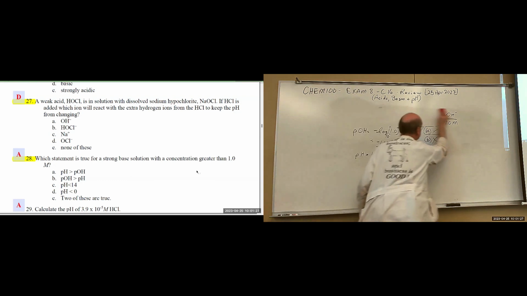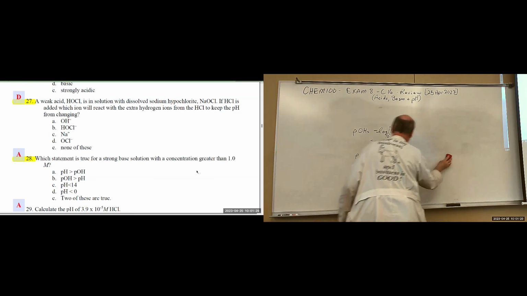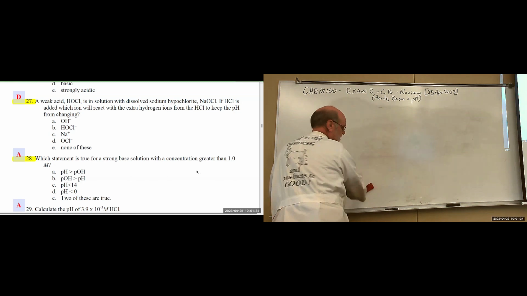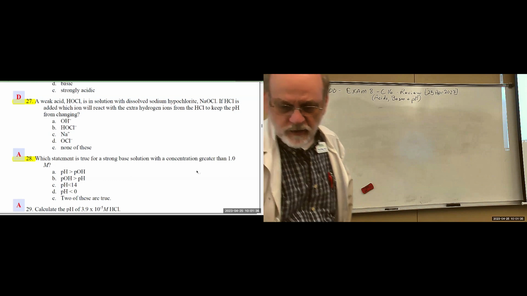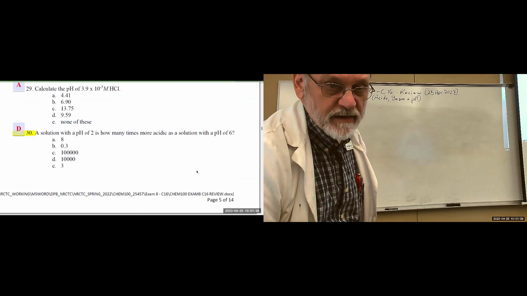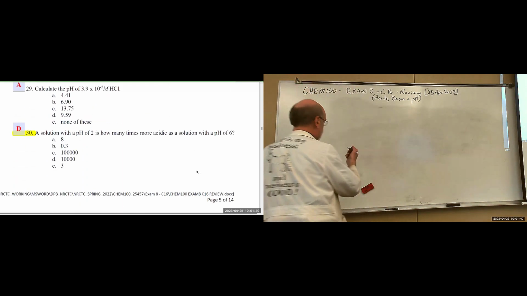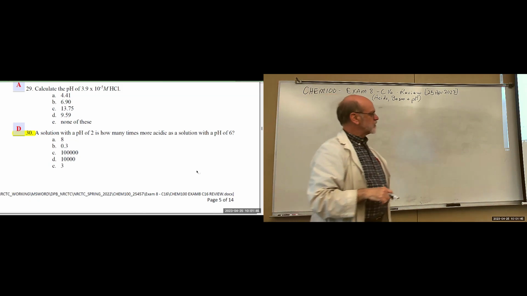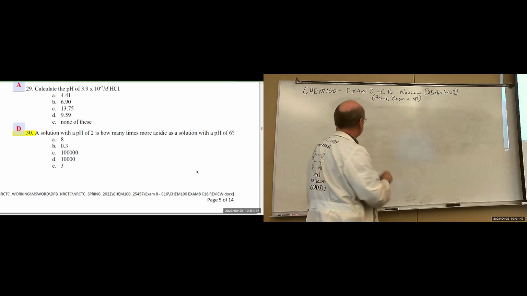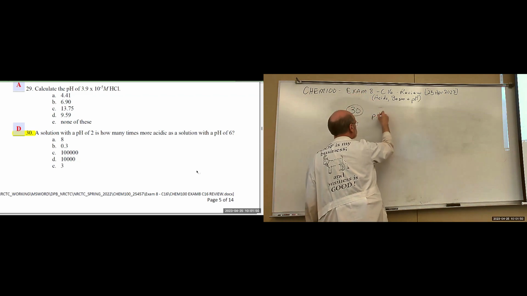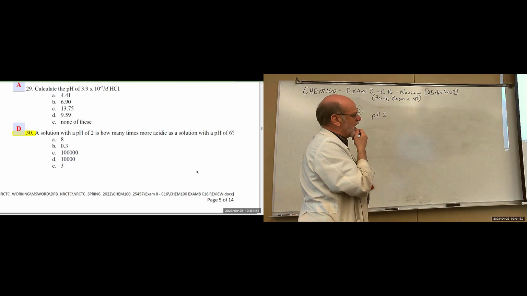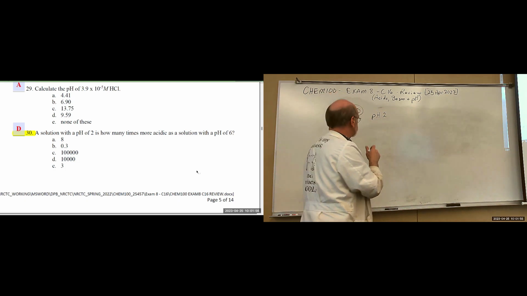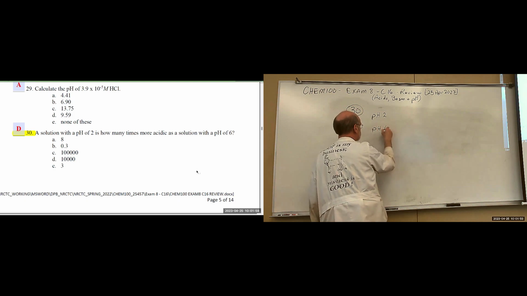All right, 28. Let's see, we've got to scroll again. 30. A solution with a pH of 2. Right? We've got a solution with a pH of 2 is how many times more acidic than a solution with a pH of 6?